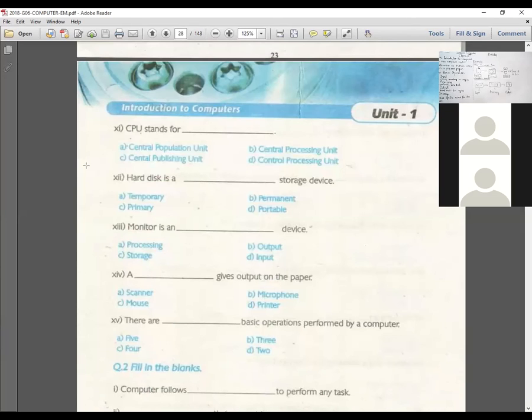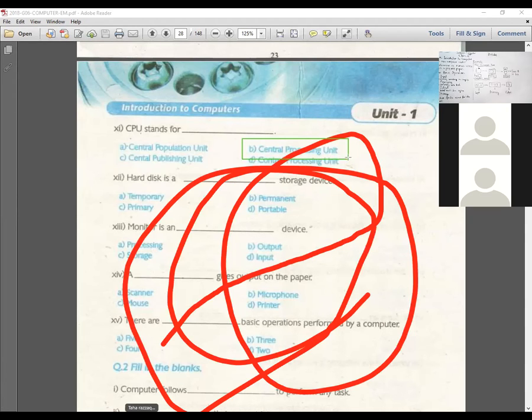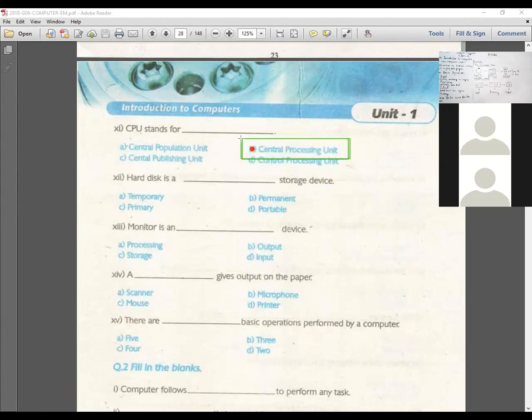Question number 11. CPU stands for dash. Option A, Central Population Unit. Option B, Central Processing Unit. Option C, Central Publishing Unit. And option D, Control Processing Unit. So option B will be the right answer, Central Processing Unit.